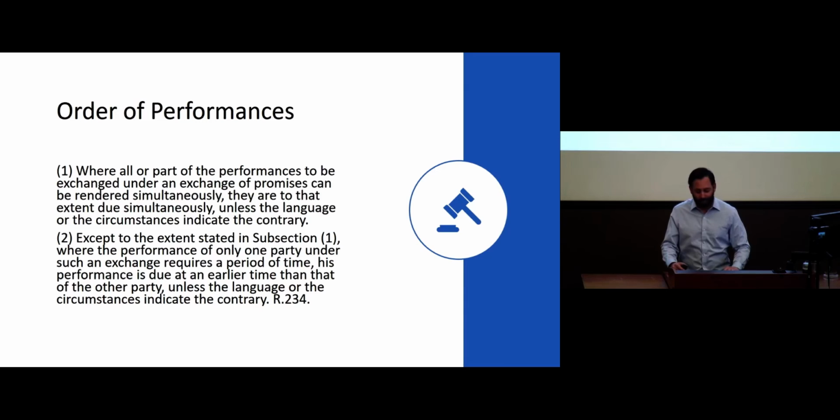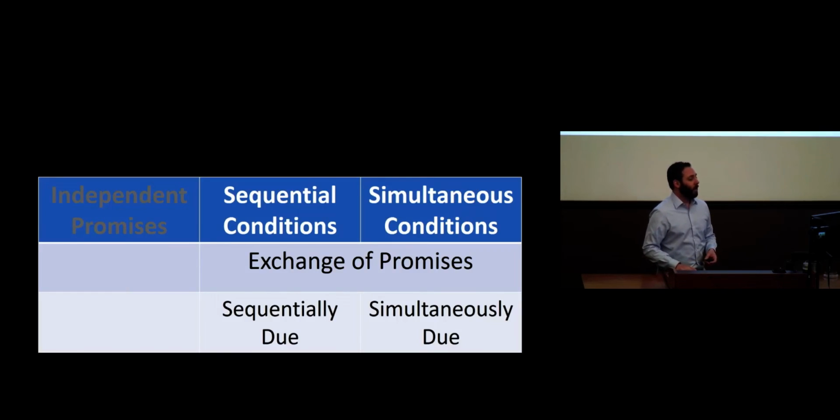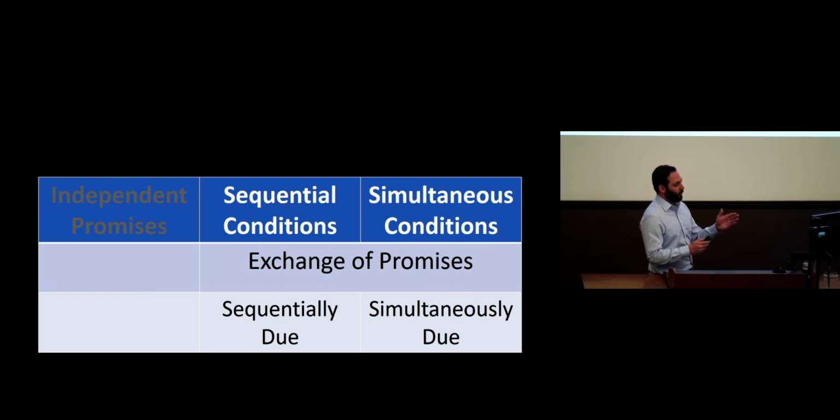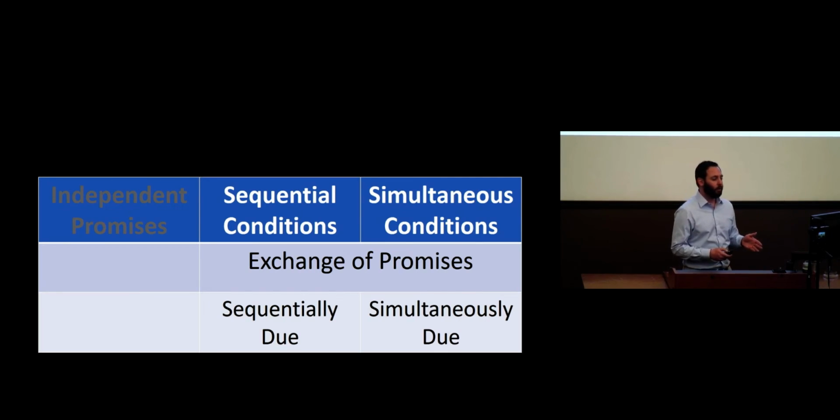Restatement 234 makes that point even more clear, that simultaneous conditions is the default interpretation, but sequential conditions are presumed when performance takes place over a period of time. And just to put that into a chart, we see that sequential conditions, meaning they're sequentially due in order, are a type of exchange of promises, but without any other reason to believe otherwise, we would default to simultaneous conditions.